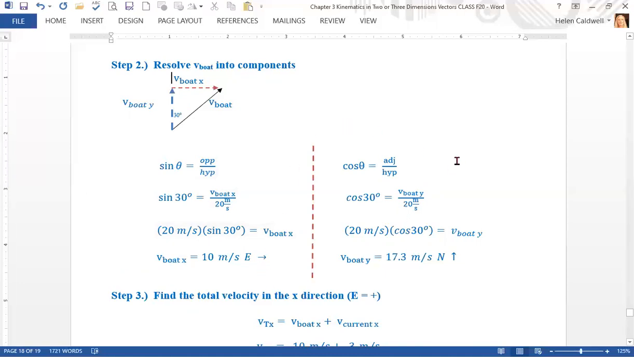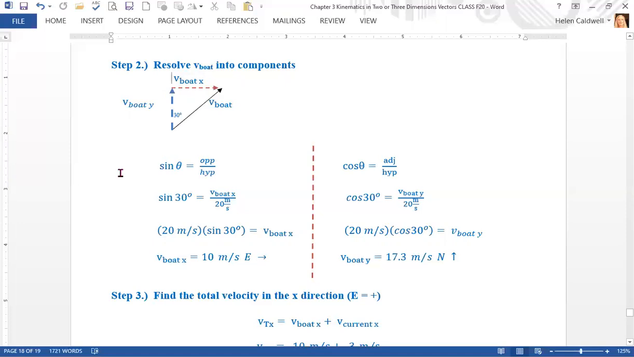Cosine. Cosine is adjacent over hypotenuse. So if we look at the 30-degree angle, the adjacent side is right here. It's the velocity of the boat in the y direction. So cosine of 30 degrees is the velocity of the boat in the y direction divided by 20 meters per second. To get the 20 meters per second out of the denominator, multiply both sides by 20. So 20 meters per second times the cosine of 30 degrees is equal to the velocity of the boat in the y direction, which would be 17.3 meters per second. And it points north because that's the way our blue arrow points.